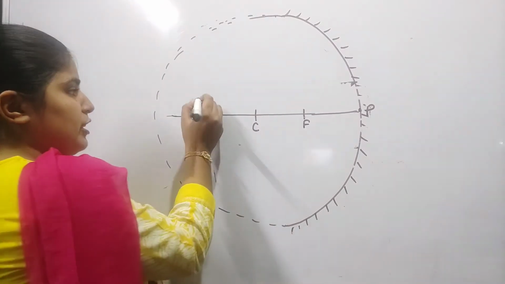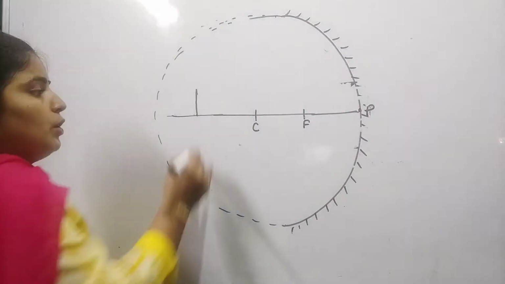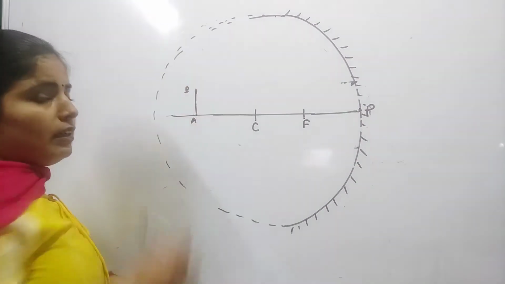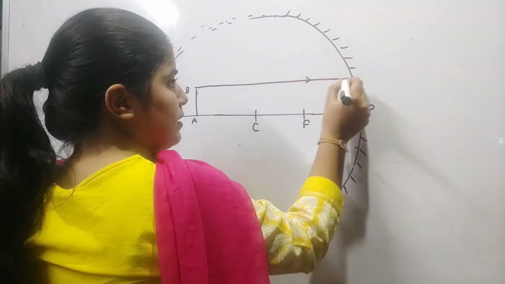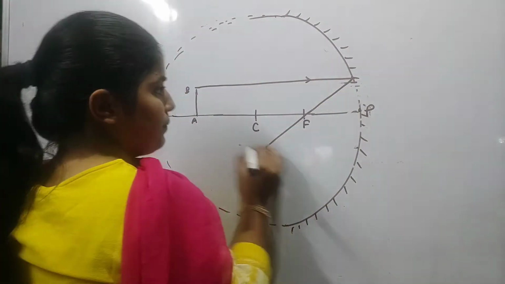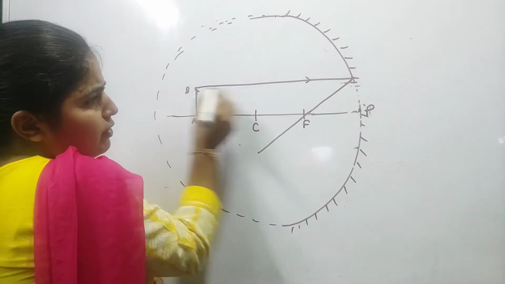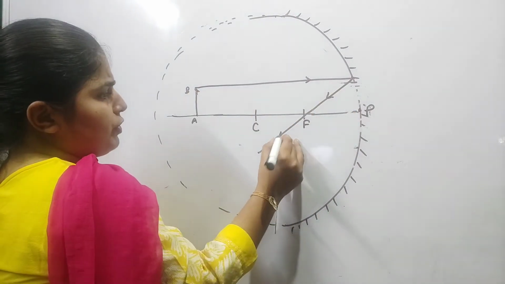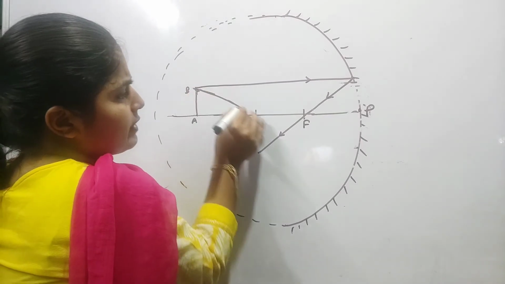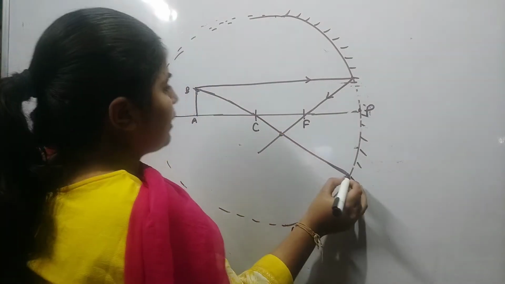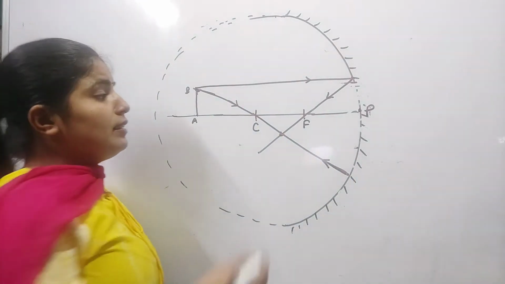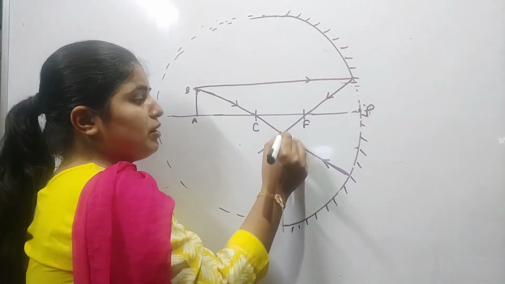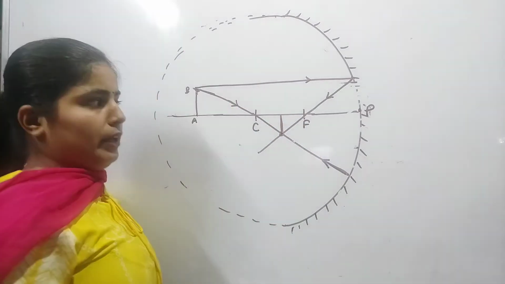So suppose the object is placed here, then again apply the two rules of image formation. A ray of light which is parallel to the principal axis will pass through the principal focus, and the ray which is passing through the center of curvature will retrace its path after reflection through the concave mirror.